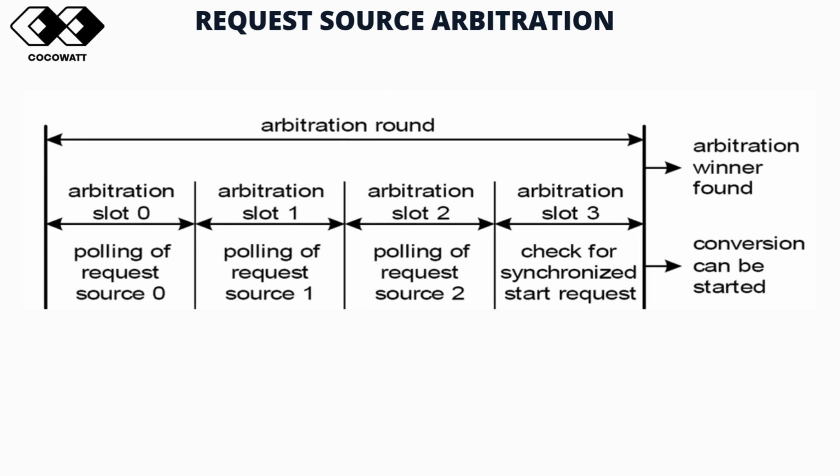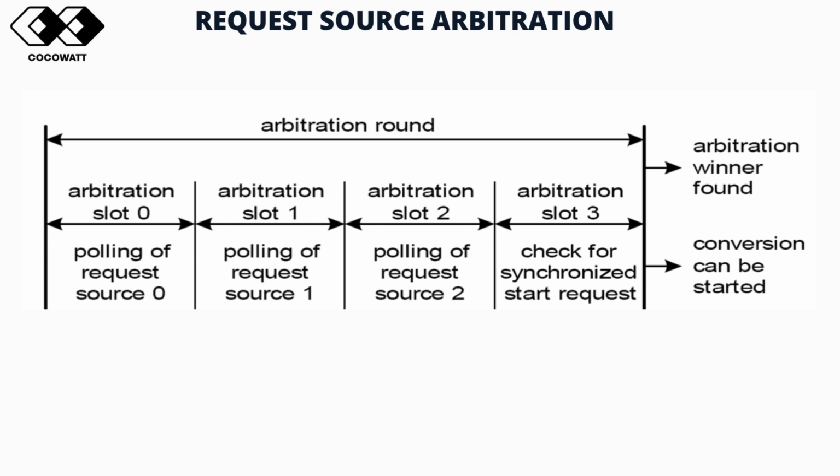The request source arbiter regularly polls the request sources one after the other for pending conversion requests. Each request source is assigned to a certain time slot within an arbitration round called an arbitration slot. Arbitration slot 0 is the 8-stage queued group source, an 8-stage sequence in arbitrary order.